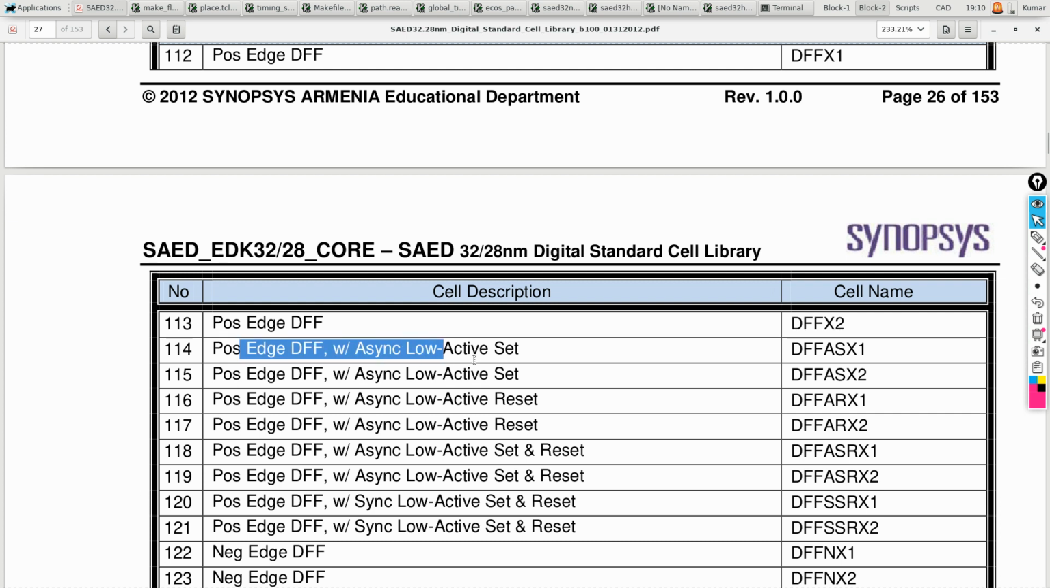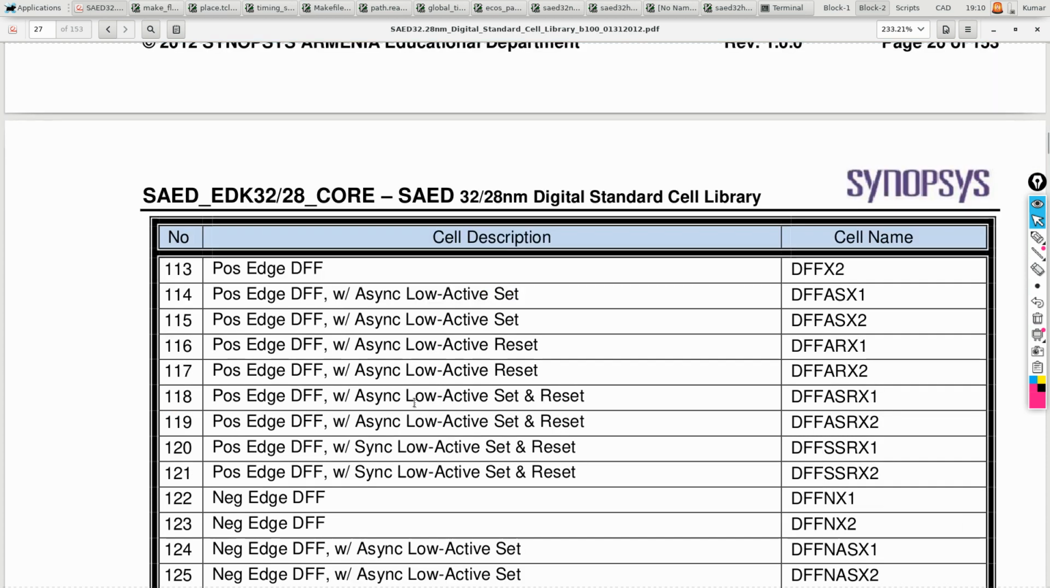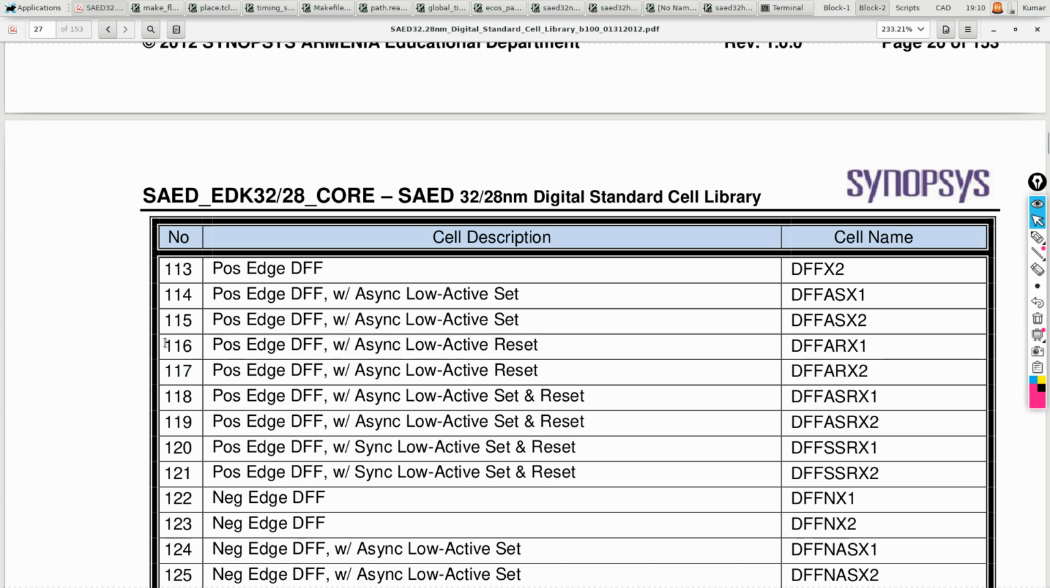Now, with asynchronous low active set, AS meaning asynchronous, I mean async low active. Now this is asynchronous low active reset. So when we do synthesis, the tool actually picks whatever it feels is the right thing, because all these things are coded in your RTL.